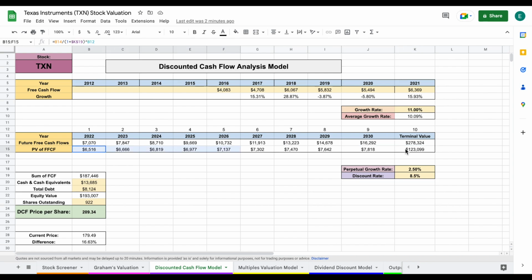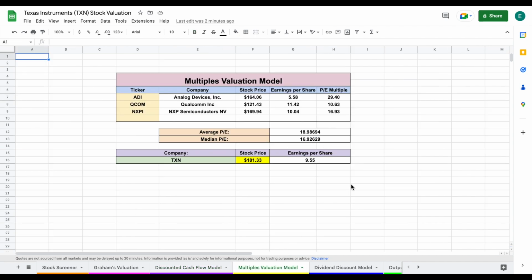I then took the present value of those future free cash flows and added them together here, added Texas Instruments cash and subtracted out their total debt to get their equity value. Once I had that, I divided by the number of shares outstanding, came to a discounted cash flow price per share of $209. Now let's go ahead and move on to our next valuation, which will be the multiples valuation.